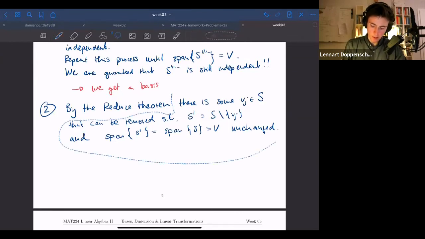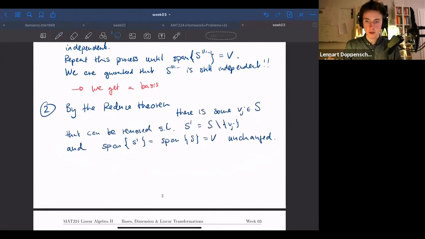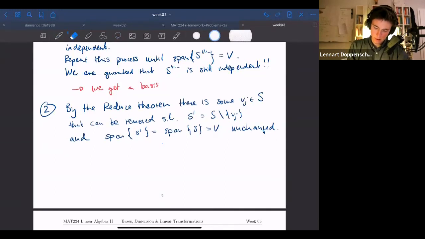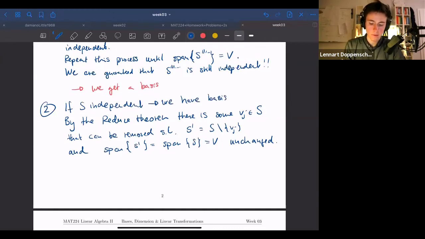Maybe I should be more specific here, because if you apply a theorem, I want to encourage you to very thoroughly check the assumptions that are being made. So what I should say here is that the reduced theorem wants the set that we start with to be dependent. So if S is independent, we have a basis. That's already done. Then we're done with the proof.